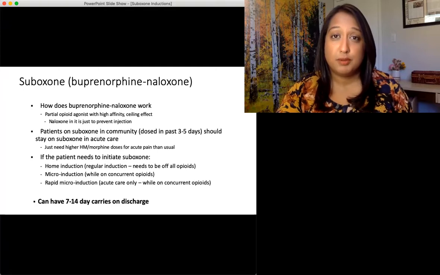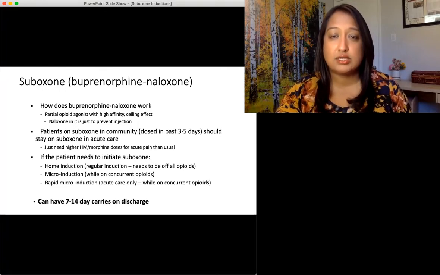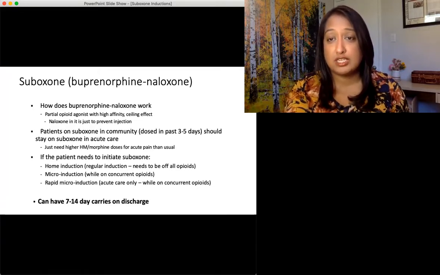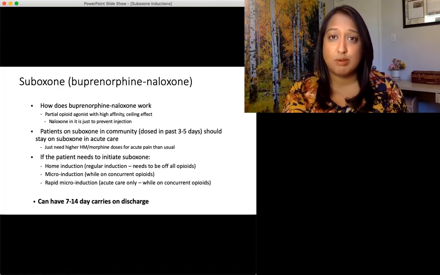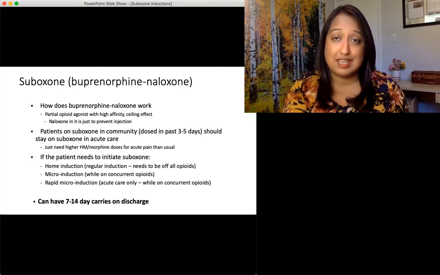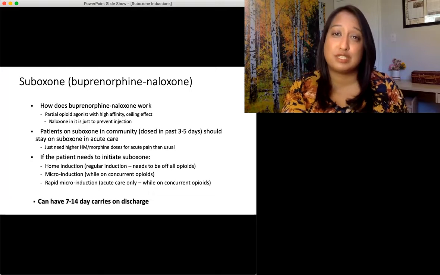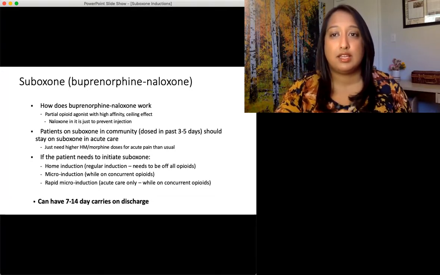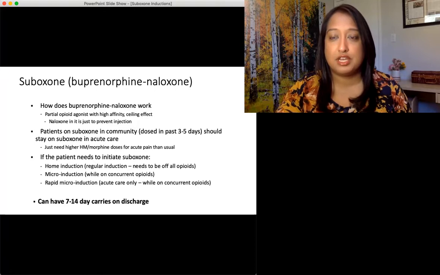Okay, so let's talk about buprenorphine naloxone, also known as Suboxone. The way that buprenorphine works is that it's a partial opioid agonist with a high affinity to the opioid receptors. It also has a ceiling effect for respiratory depression. Naloxone is just in the Suboxone to prevent injection, like diversion of the Suboxone. So if you injected Suboxone, the naloxone in it essentially acts as naloxone would and reverses the opioids. So it's very difficult to divert Suboxone through injection drug use.